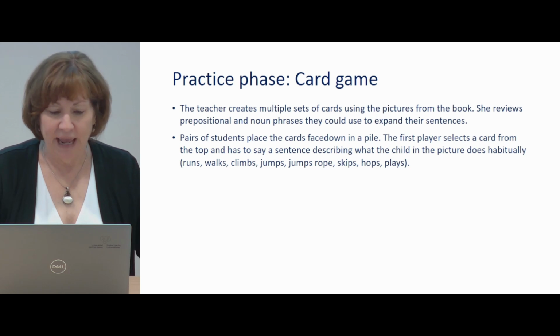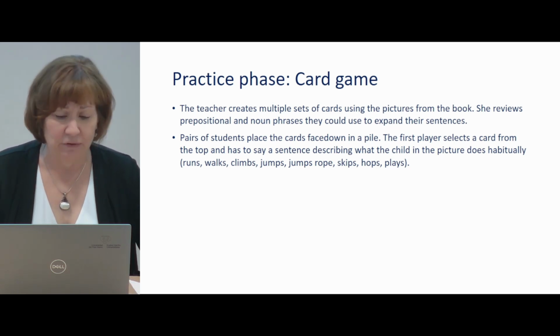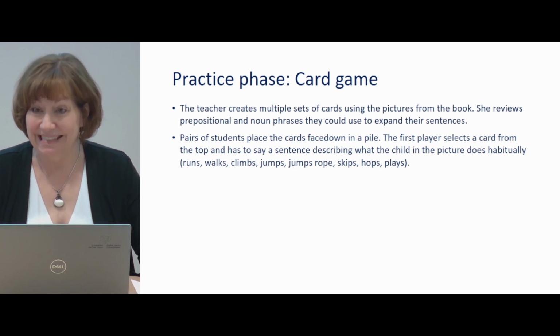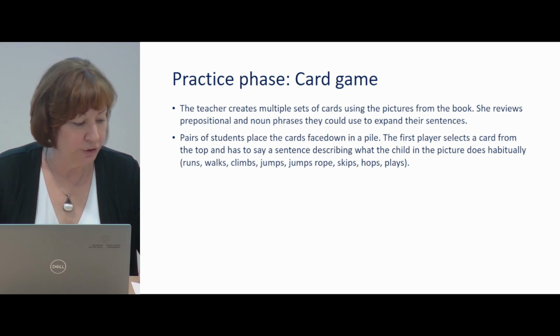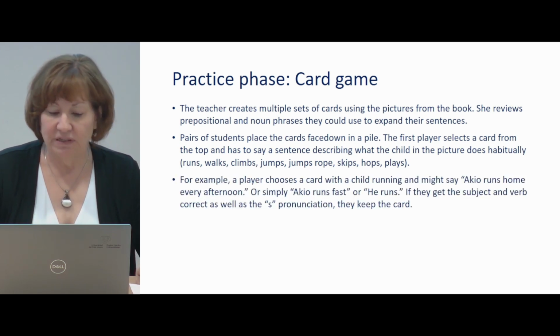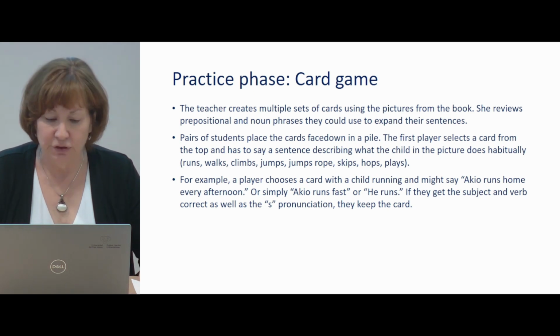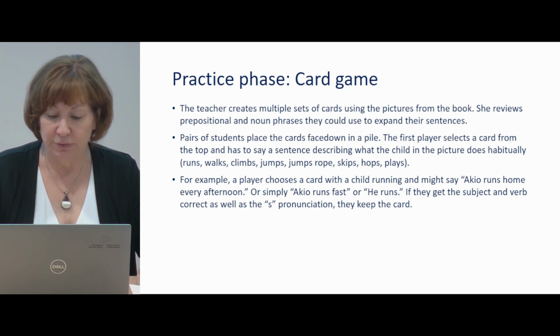So the students play in pairs, and they have a pile of the cards face down, and the first player selects a card from the top, and they have to make a sentence describing what the child in the picture does habitually. And so, for example, a player chooses a card and says, Akio runs home every afternoon, or simply he runs, if that's all they're able to produce.